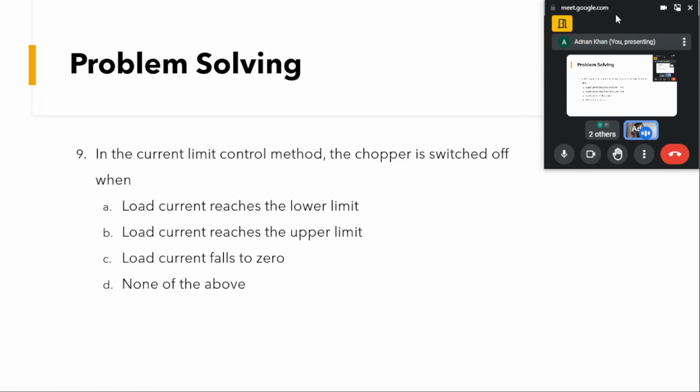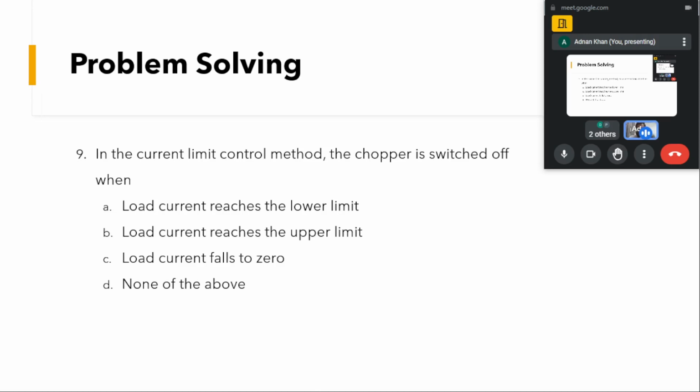Now coming to the 9th question. In the current limit control method, the chopper is switched off when? I think everyone should be able to answer this question, like we discussed it in detail in the first question.